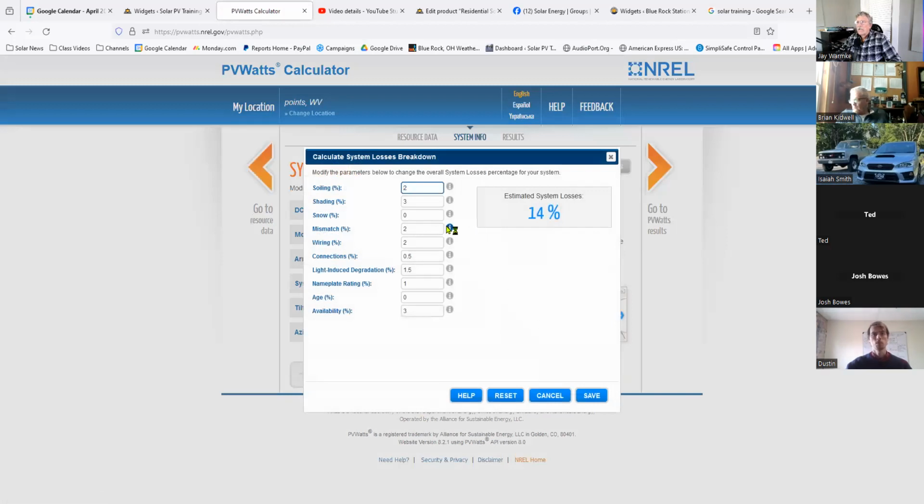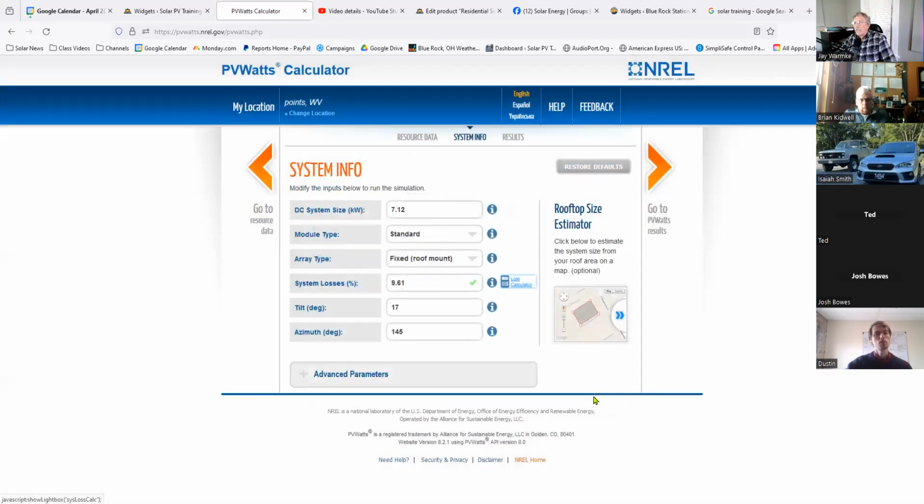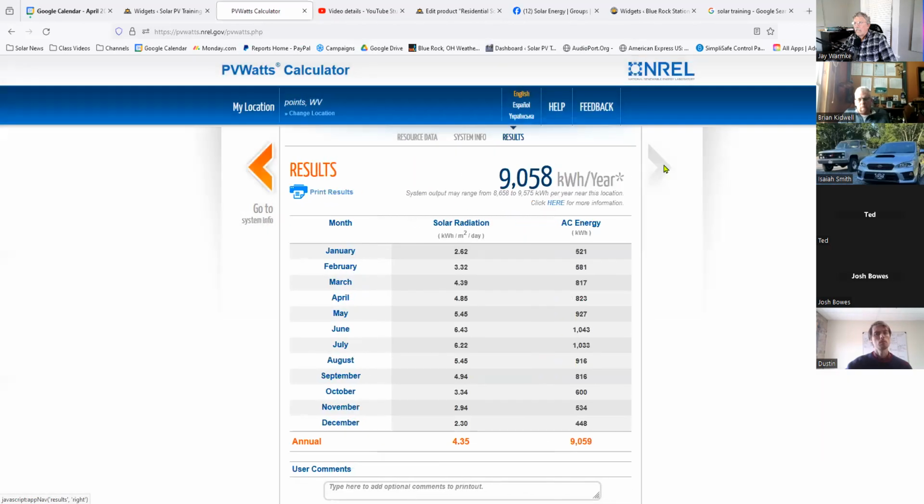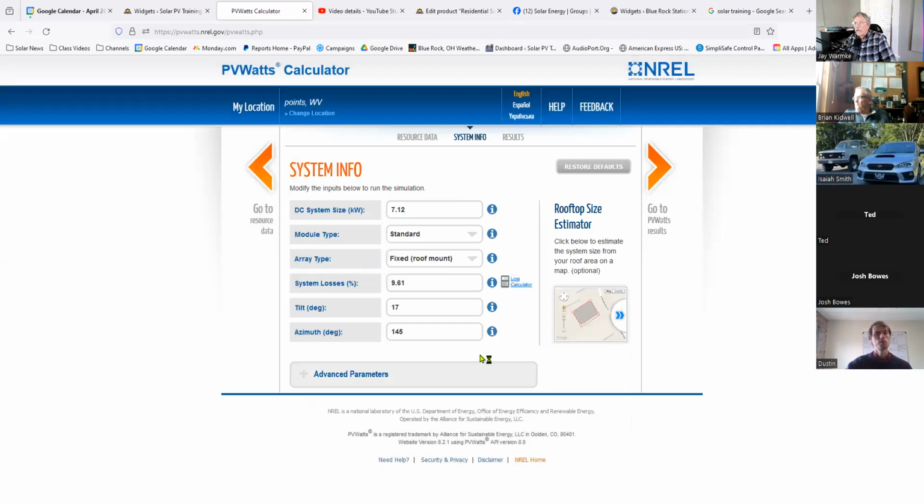This shows a little loss calculator here. It's still throwing in 14% there. Maybe you've got to come in here and plug it in here. Now they keep changing stuff. Mismatch should be 0, soiling 1, shading 0. Let's do that. That didn't do anything, did it? Yeah, came in at 9.6.